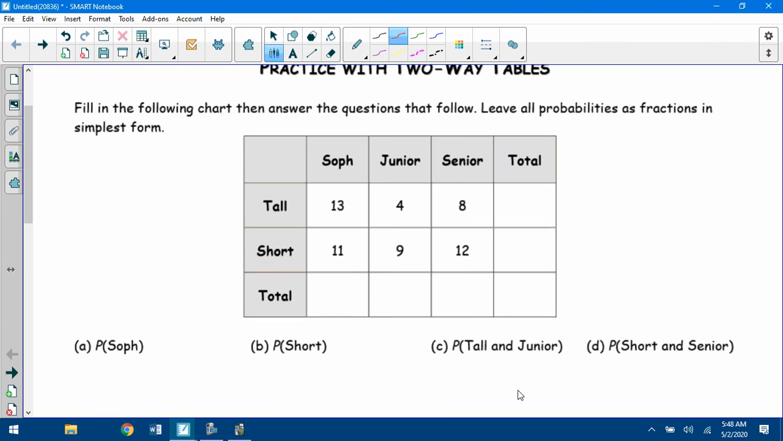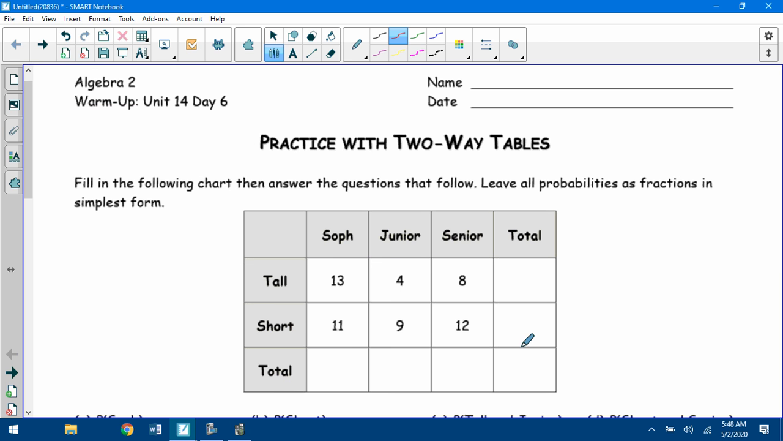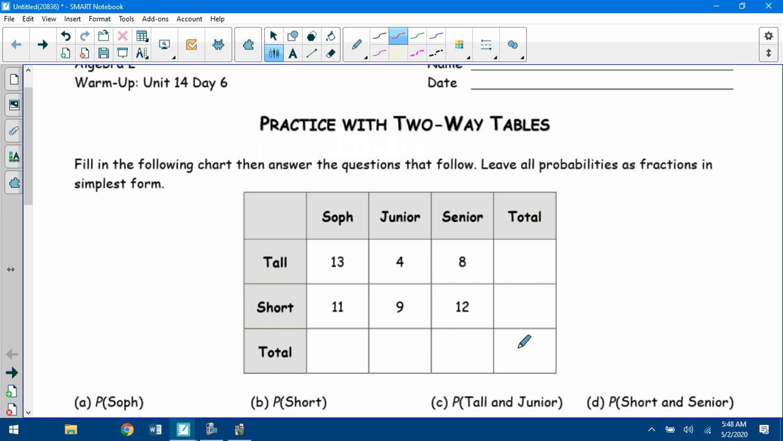Okay, so it might take a few minutes, but see if this two-way table works. You always want to fill out the totals first. When you're ready to see me go on with it, press play. Ready? Okay, we want all probabilities as fractions in simplest form. Keep that in mind.